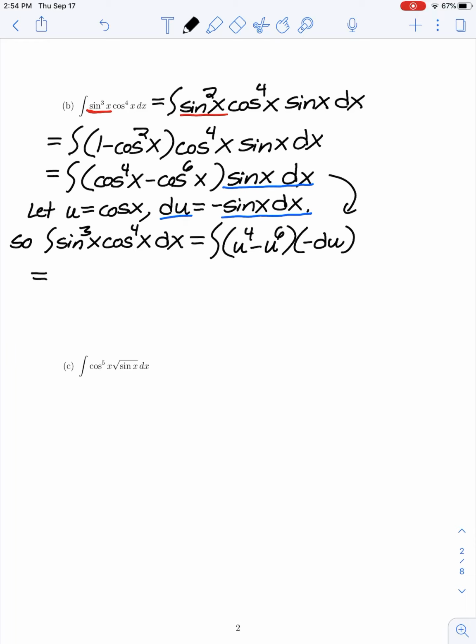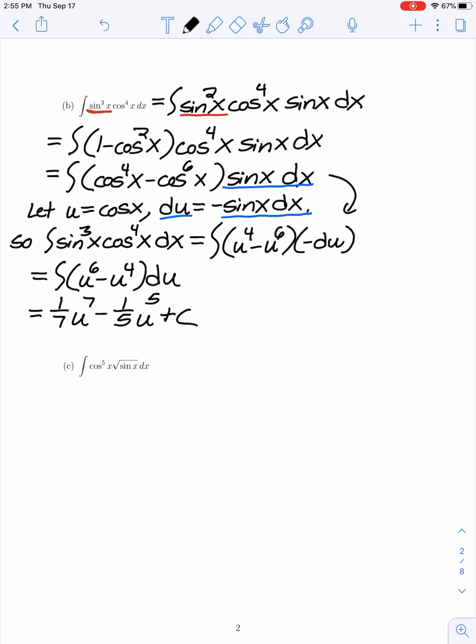or distributing the negative to our polynomial part, we would have a positive u to the sixth minus u to the fourth du. And I know how to integrate this polynomial function in terms of u. We would have 1/7 u to the seventh minus 1/5 u to the fifth plus c.